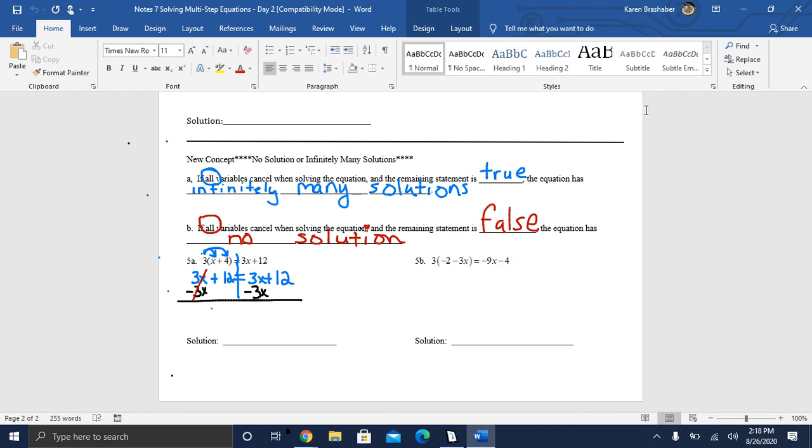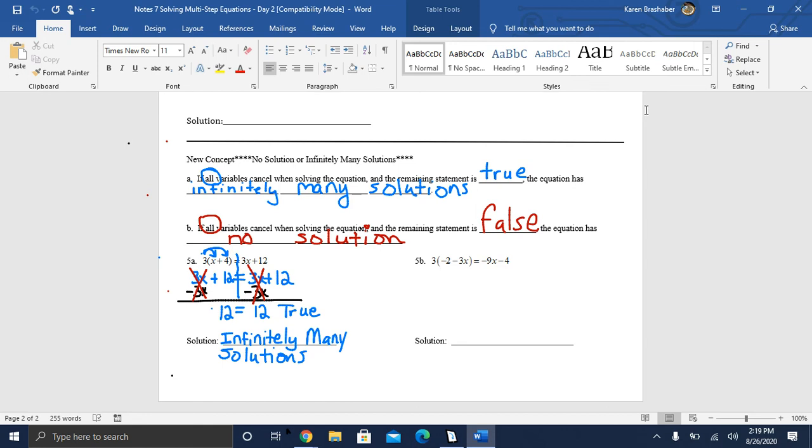So 3x minus 3x cancels, and I'm left with 12 and my equal sign. But I get to this side, and this is actually the side I was thinking would cancel. Those cancel because I have 3x minus 3x, and so all I'm left with is 12. So notice that all the variables canceled when I was solving this, and I have a true statement. Since I have a true statement, the solution to this is infinitely many solutions. And this is the terminology that Alex uses. You might also see it as all real numbers.